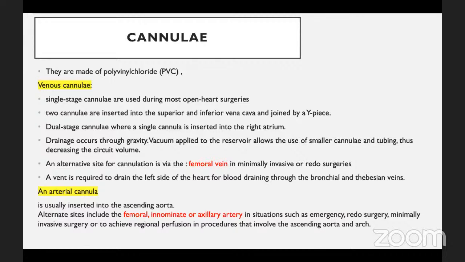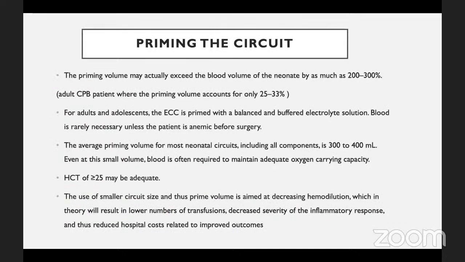Okay, we can go ahead with it. Go ahead. Next slide. Priming. Now you should realize that in the priming of children, previously the oxygenators were the main area where we got a lot of prime. But now almost 70% of the prime is in the tubings. So the most important way to reduce the priming volume is to reduce the tubing size.